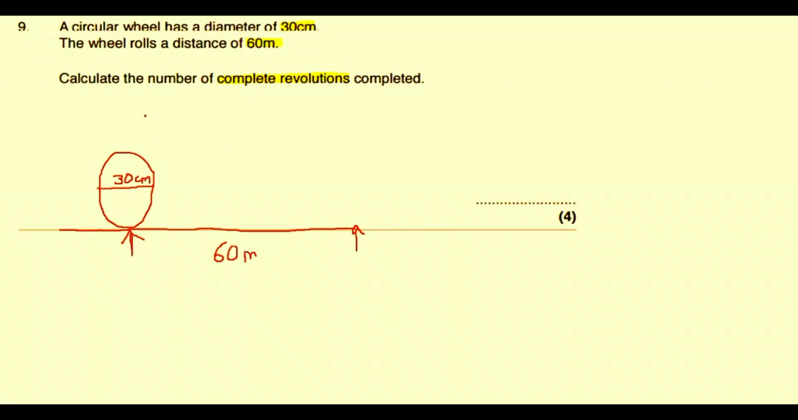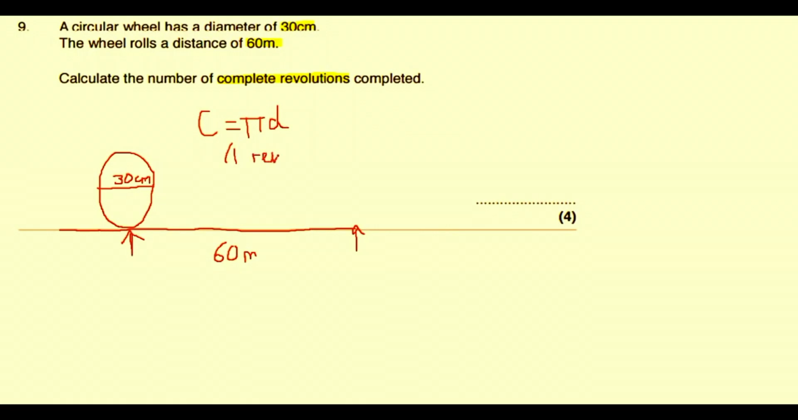And now we need to think about the different equations we know to do with a circle. So if the circle is rolling from this point to this point, rather than calculating the area, which is the inside of the circle, we're obviously wanting to think about the circumference, which is the perimeter of the circle. So we're going to say that if the circumference of a circle is equal to pi multiplied by the diameter, one revolution is going to be just pi multiplied by diameter. So this is going to be one revolution.